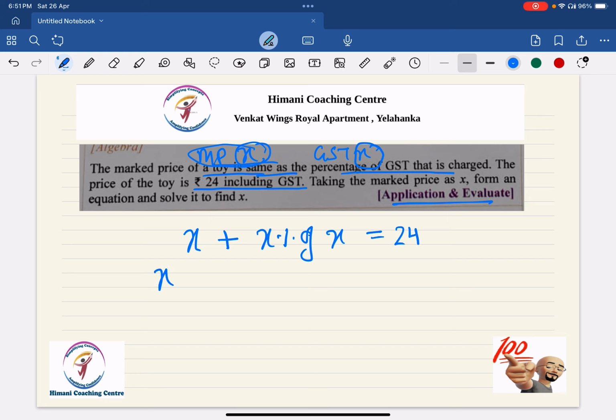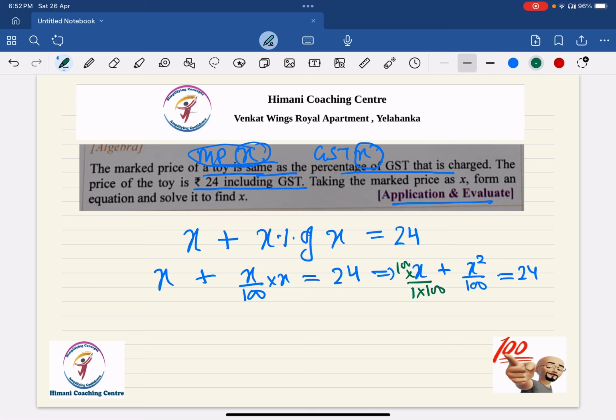Now this X remains as it is. X percent of X, what will I do? X over 100 times X, which is equal to 24. So if I solve it here, X plus X square by 100, which is equal to 24. Now let us do the LCM. This is upon 1, multiply with 100.